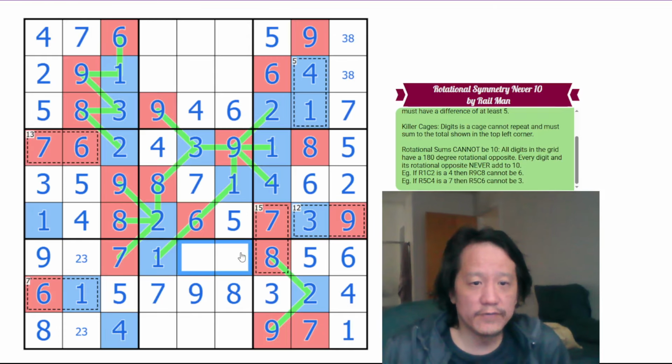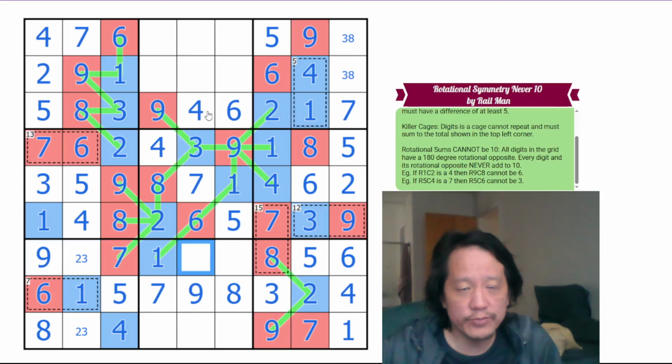Remaining digits in row 7. We have 2, 3, and 4. This can't be 3 or 4 because of 3, 4 in the column. So this is 2, which makes this 3, which makes that 2. And therefore, this is 4.